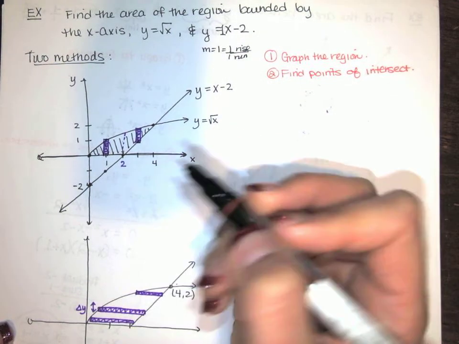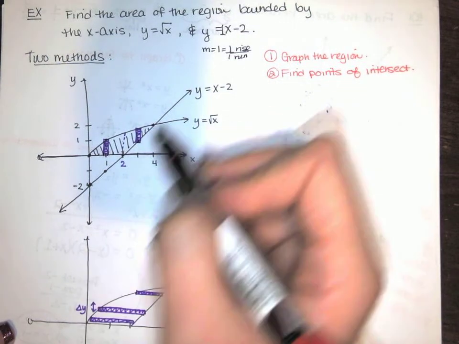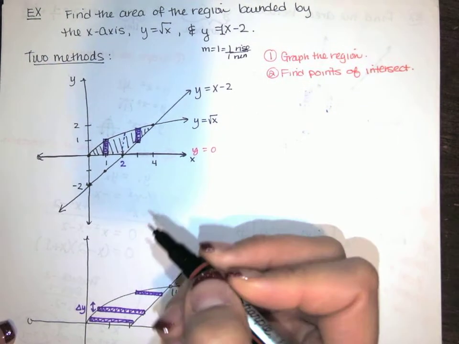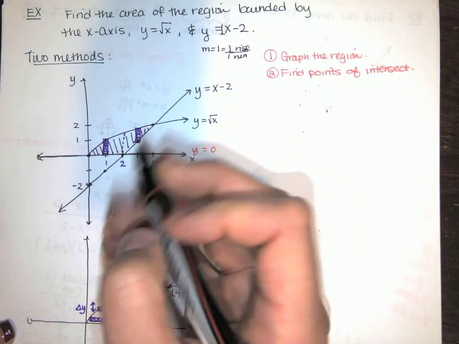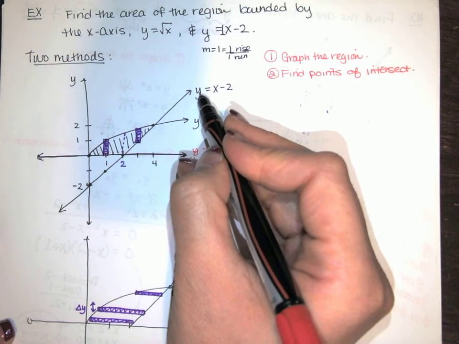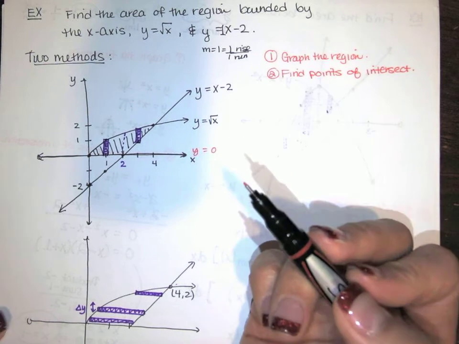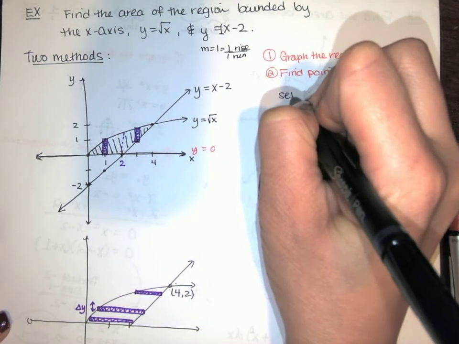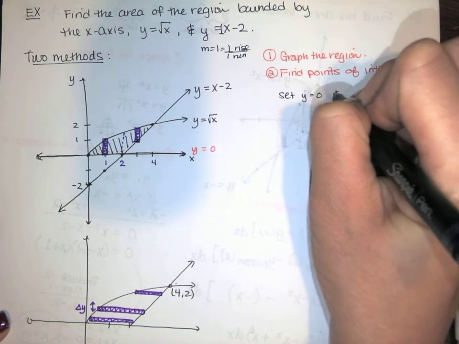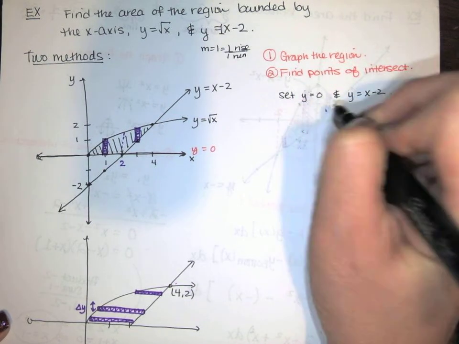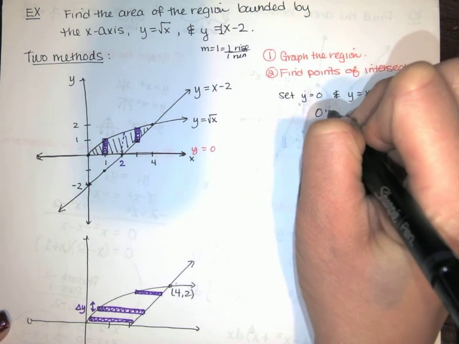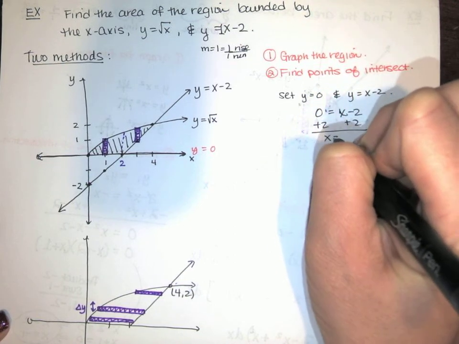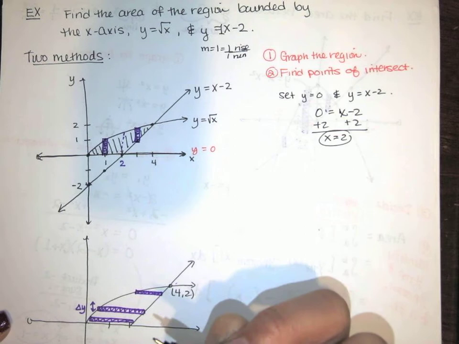Actually, we can see from our picture that y equals x minus 2 crosses the x-axis, which is given by y equals 0. It crosses there when x equals 2, because if y equals 0, we get x minus 2 equals 0, which is 2. So you set y equals 0 and y equals x minus 2 equal to each other and solve for x. So you have 0 equals x minus 2, which means x equals 2. So that's one point of intersection.